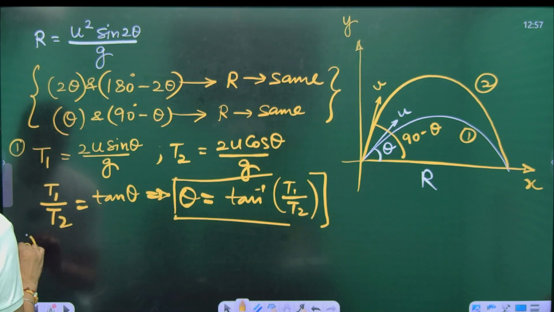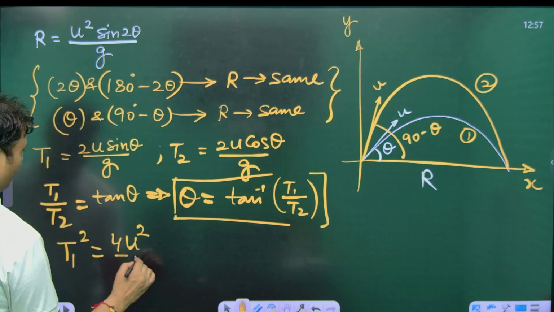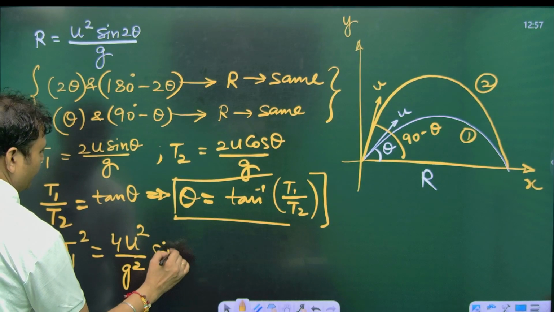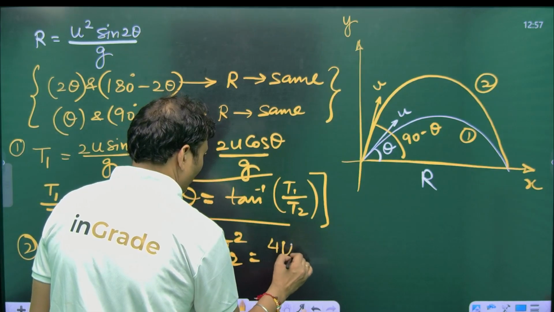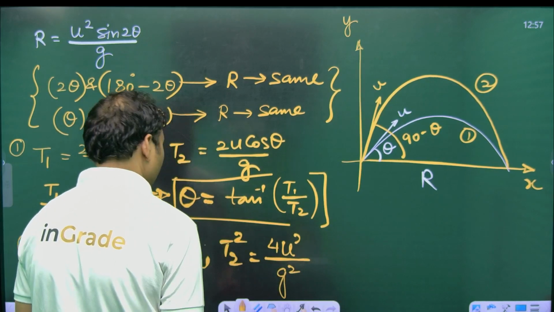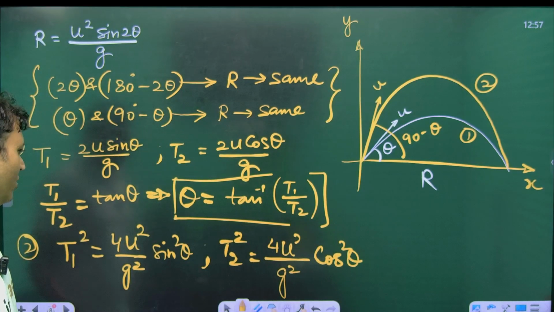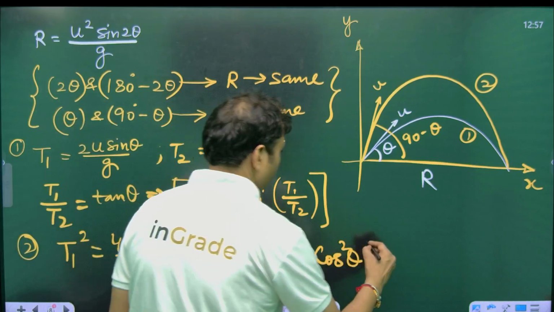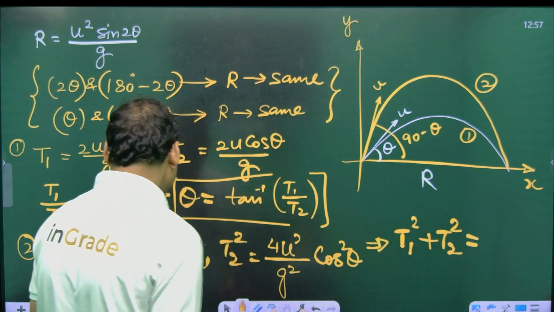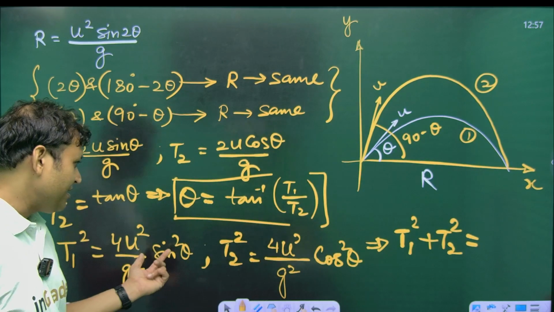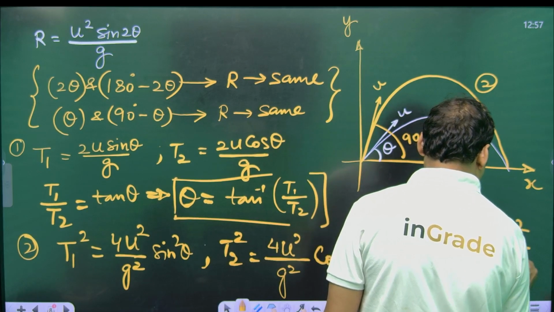If we square T1, T1 square is equal to 4u square upon g square, then sine square theta. And what about T2 square? T2 square is 4u square upon g square cos square theta, isn't it? If we add these two, T1 square plus T2 square will be equal to, if we take 4u square by g square common, then sine square plus cos square theta, which is equal to 1. So it will be 4u square by g square.